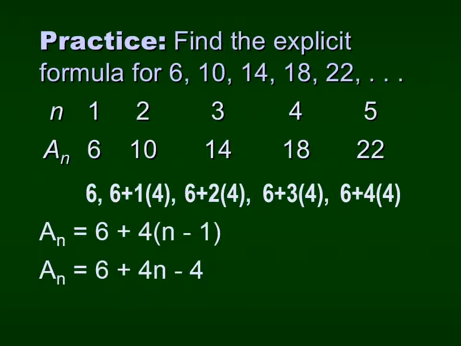So go ahead and distribute the 4, and we get the formula 6 plus 4n minus 4. Then combine like terms, and we get 4n plus 2.